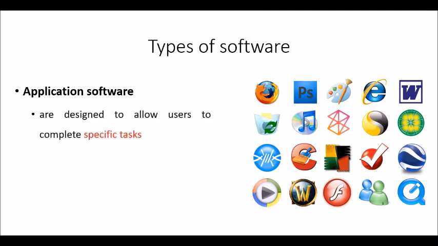Application software are designed to allow users to complete specific tasks. The key word here is specific task. Any software that allows you to do a specific task, that's what we call an application software. For example, Microsoft Word. What do we use Microsoft Word for? To type. No more, no less. To edit our document. Internet Explorer or Google Chrome or Mozilla Firefox, all of them, they are browsers.